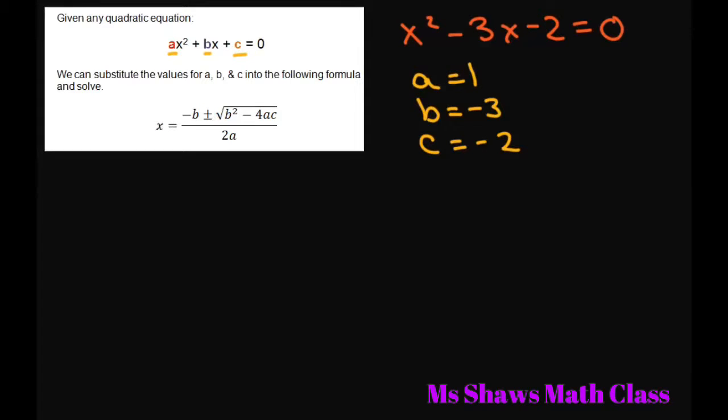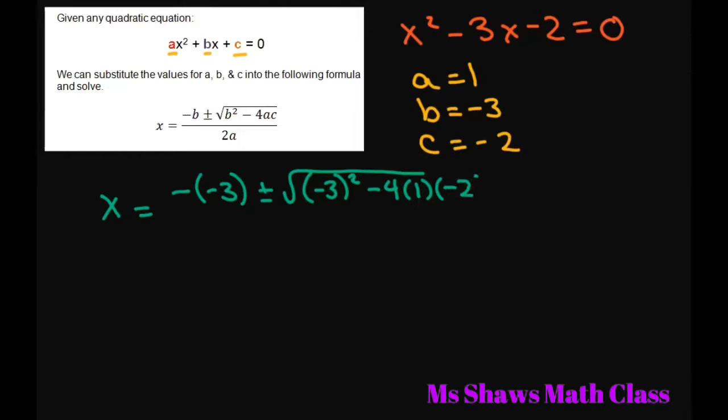So for our quadratic formula, we're going to write x equals negative b, and substitute plus or minus square root of b squared. Make sure you put your negative b in parentheses, minus 4 times a times c, all divided by 2 times 1.